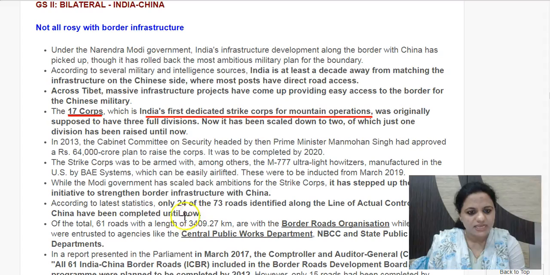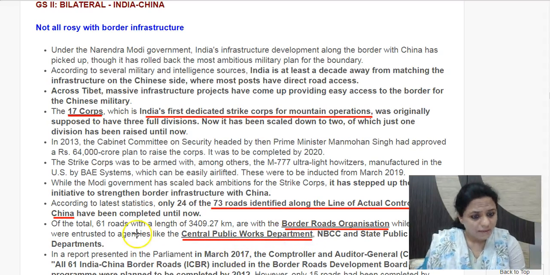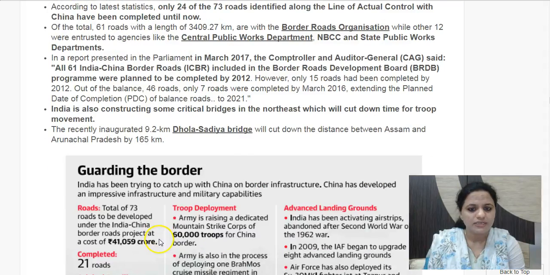And another initiative which has been taken is regarding border road construction. So there are 73 roads which have been identified along the LAC, line of actual control with China, and out of these presently only 24 have been completed. The Border Roads Organisation, and in some cases even the Central Public Works Department and State Public Works Departments, are undertaking the construction of these roads. This had come up earlier in the news also in March 2017. We have also discussed that the CAG, Comptroller and Auditor General of India, had brought forth that the development of these border roads is going at a slow pace. What should have been completed by 2012 has not been done till date.